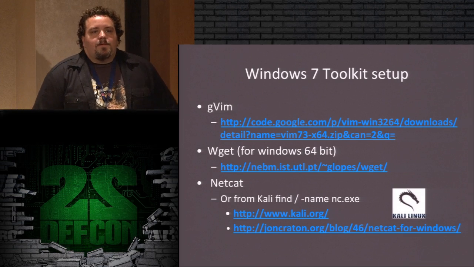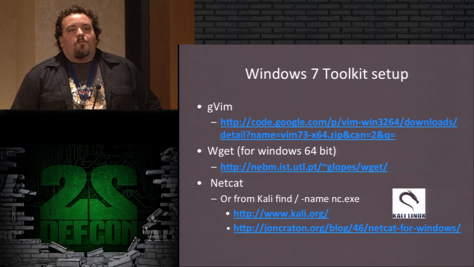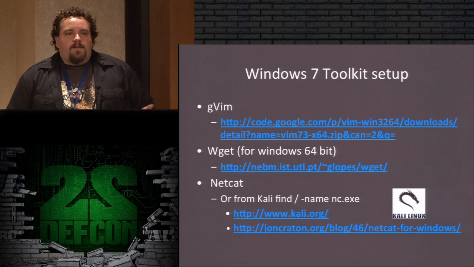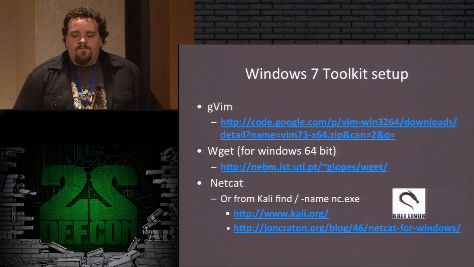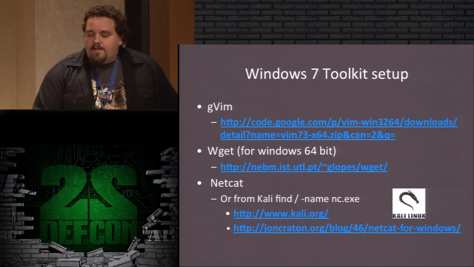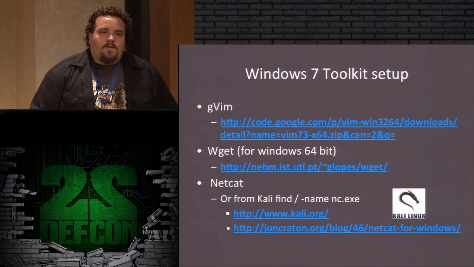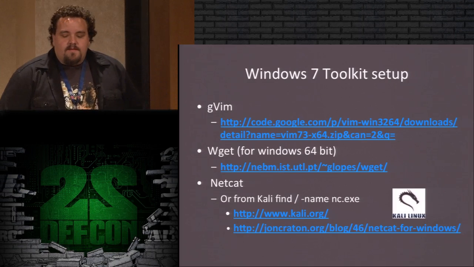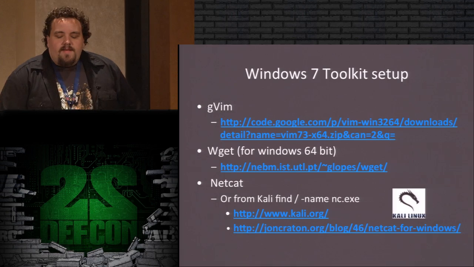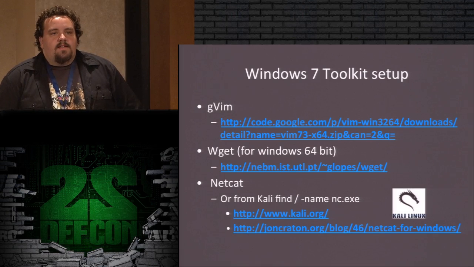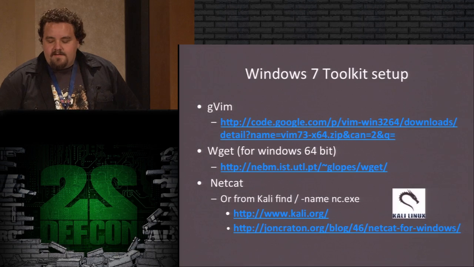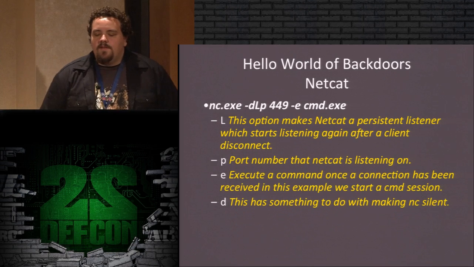You're also going to want wget, because once you get on there, you're probably going to want more things, so you need a way of downloading them through the command line. This is a great tool I found that's compiled for Windows 64-bit. There are 32-bit versions out there, but it was kind of hard to find the 64-bit. And then the best place I found to get Netcat was from the Kali Linux image. There are links here for all of that.